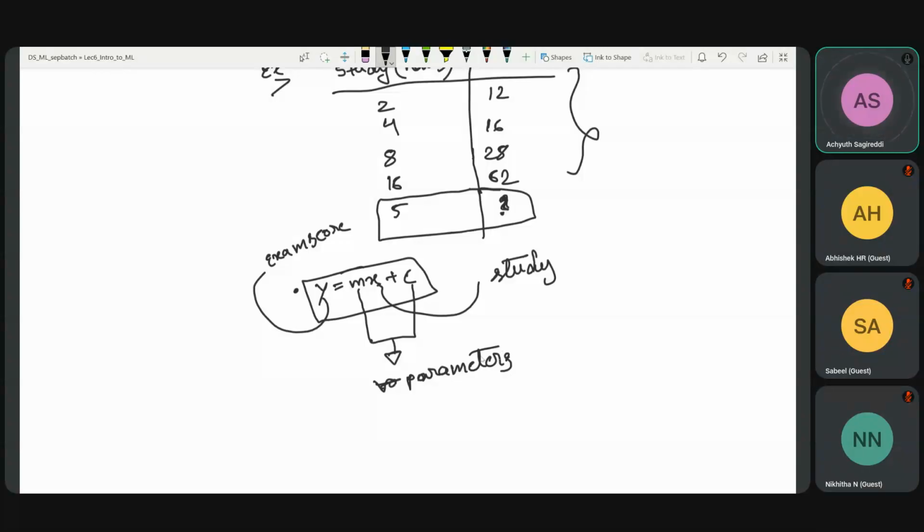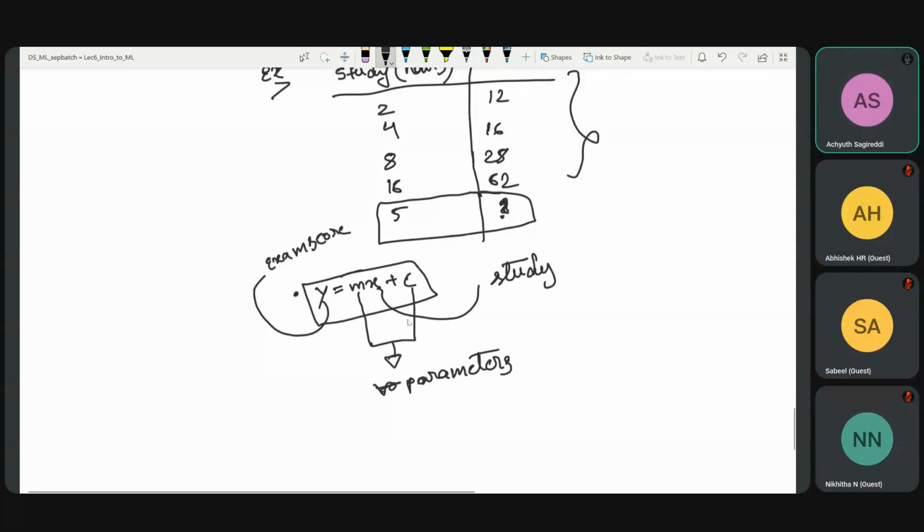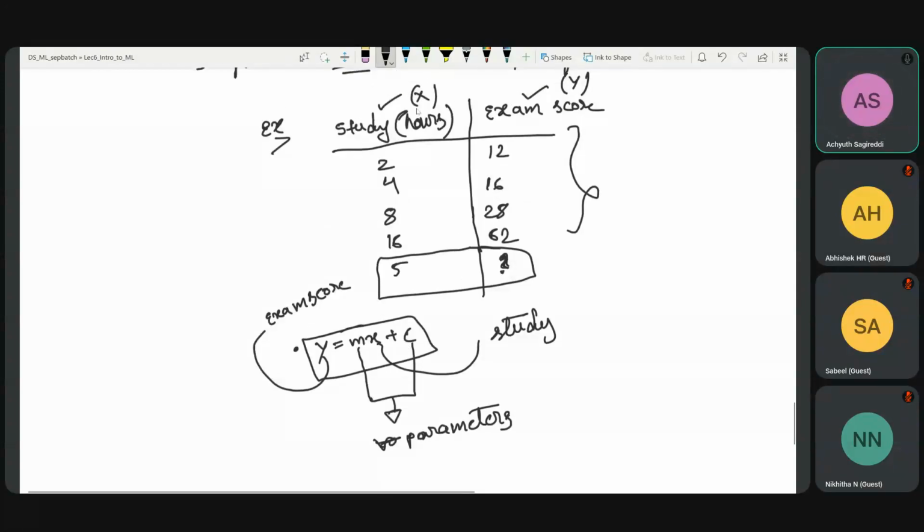Parameters we have to find out. That is our goal. To relate y and x, we have to form an equation. In simple linear regression, we have to form this equation. Based on the y values and x values, we have to find these two, m and c. Then, based on m and c, we have to find the new value of y for the given value of x.